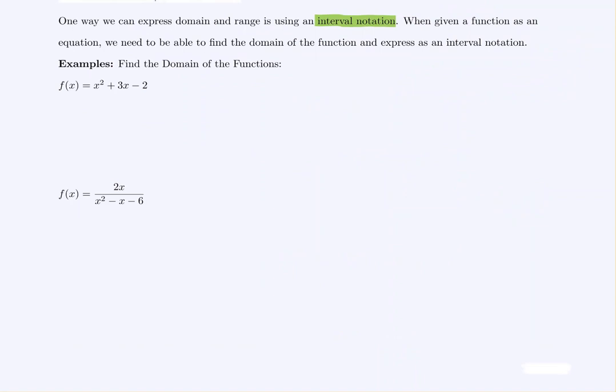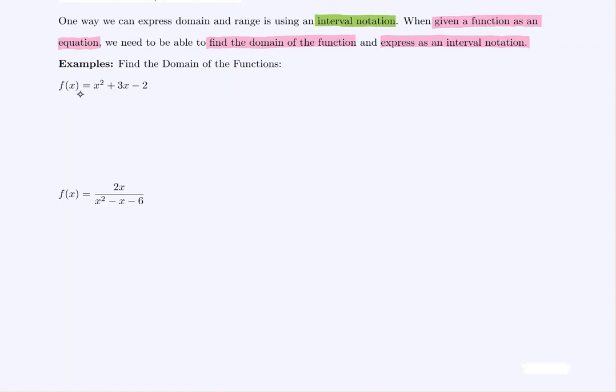Now in that previous example, we were given a graph of a function, but we can represent a function from an equation, a graph, and a table. So we already saw how to look at the domain and range of a function given a graph. Now we're going to talk about how to find the domain of a function when given an equation. So for the next few examples, we are going to be given a function as an equation, and we'll need to be able to find the domain of the function and express this domain in interval notation.